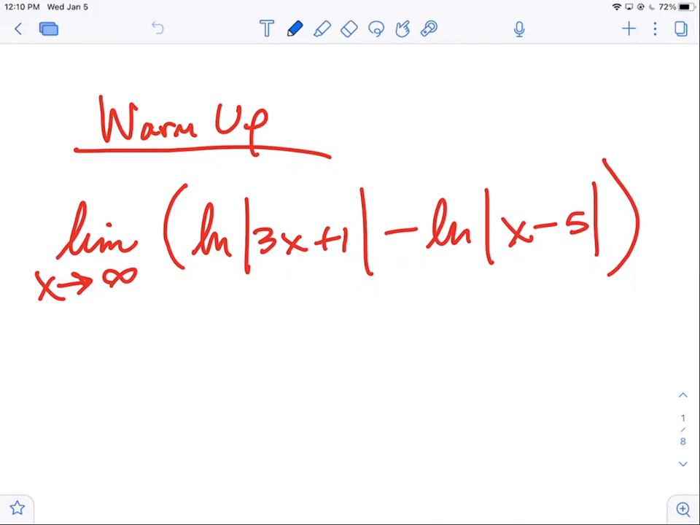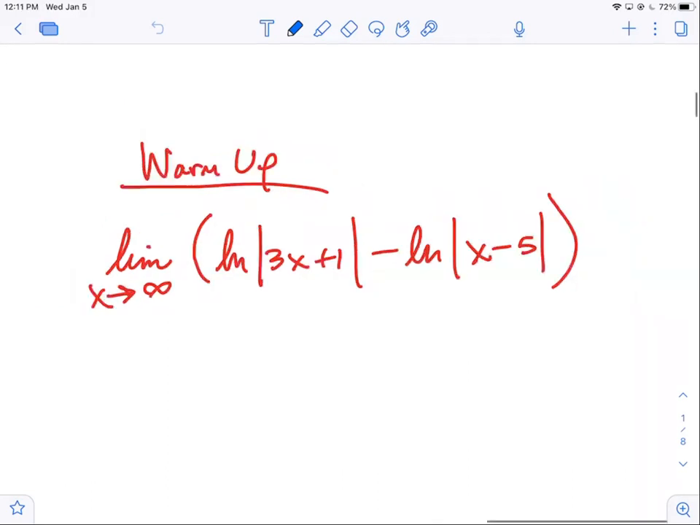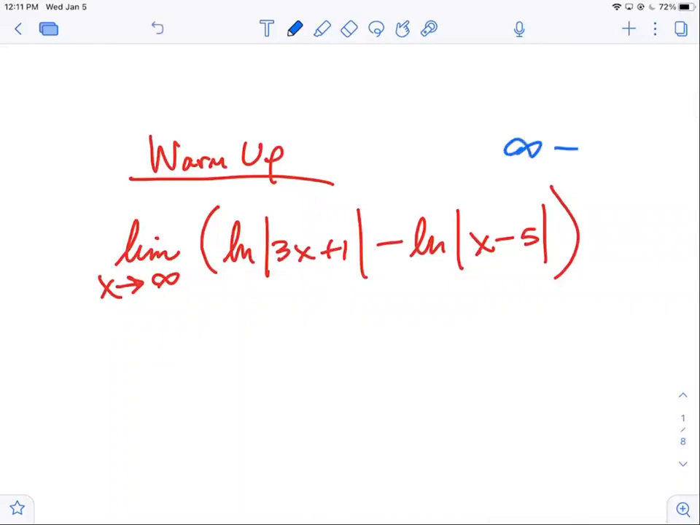In other words, what does the graph of the natural log do as you go to the right? It keeps going up, up, up, right, to infinity. So the first term goes to infinity, and similarly, the second term goes to infinity. So this becomes infinity minus infinity, and that's indeterminate.